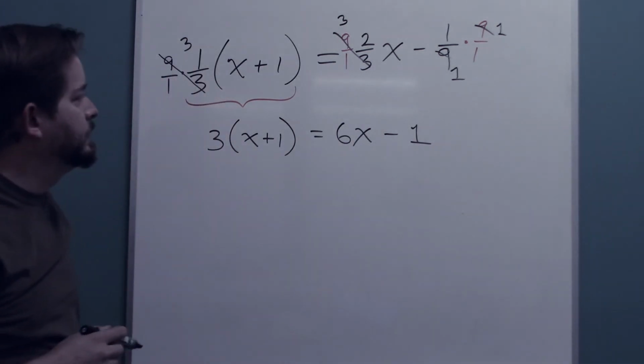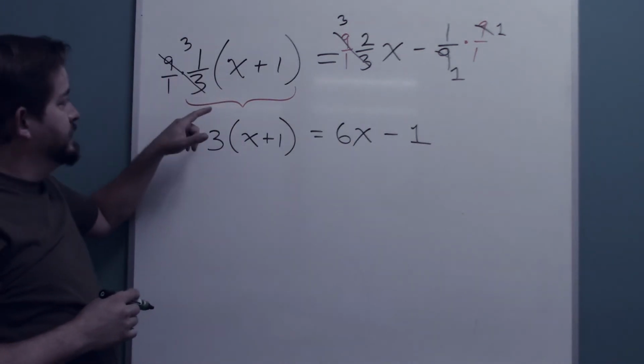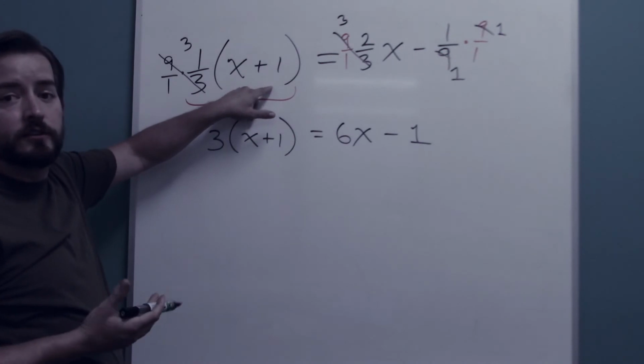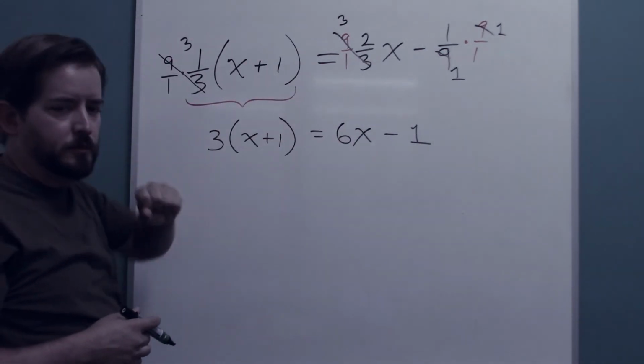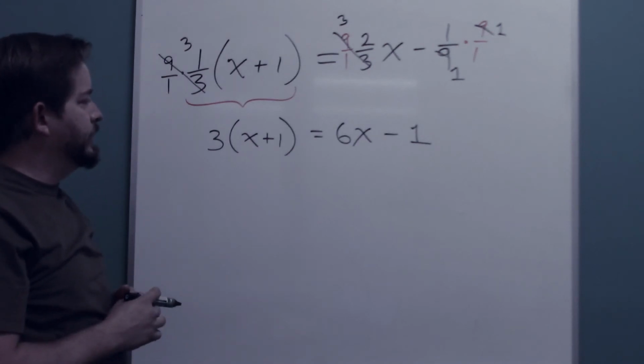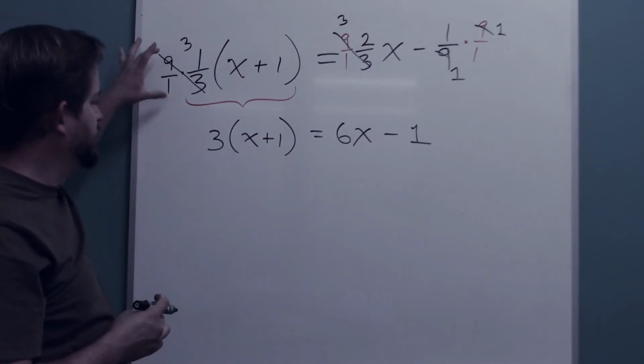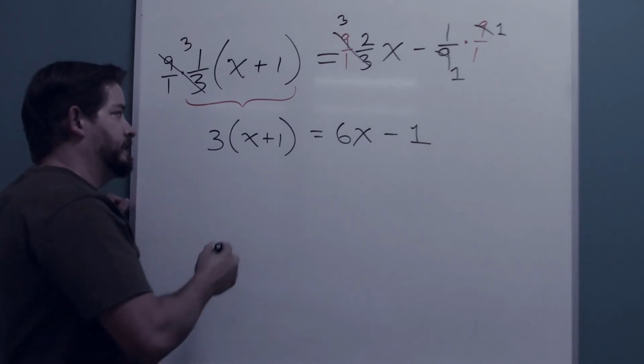The other way to deal with this is to distribute first. You're free to do that. You can take the 1/3, distribute it, and then just multiply all of the terms by 9. But it doesn't matter. Whichever one you choose, just be careful how many times you multiply the 9 in.